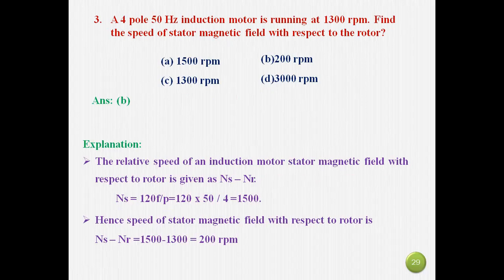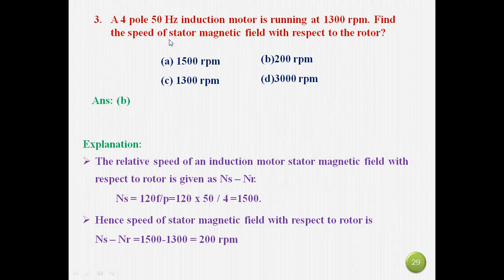This is nothing but the speed of the rotor, so you can take that as NR or capital N directly. Find the speed of the stator magnetic field with respect to the rotor. So here we are supposed to find the speed of the stator magnetic field. That is nothing but Ns minus N, or we can say the slip speed.